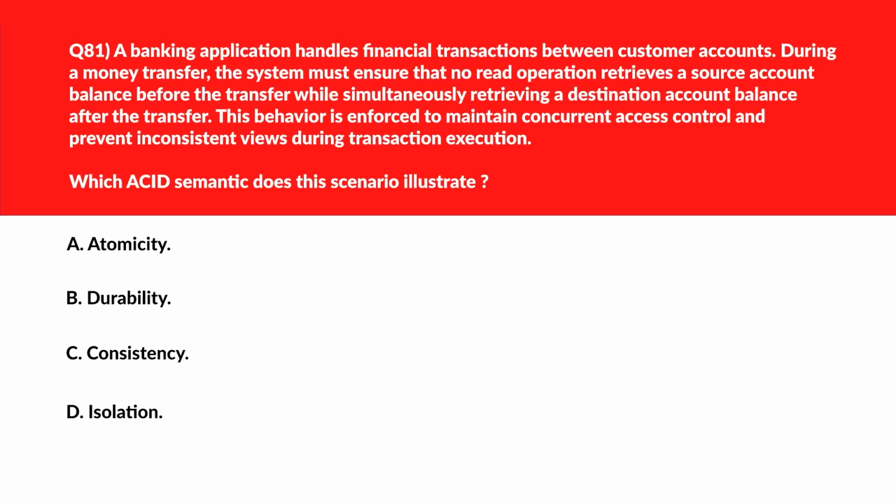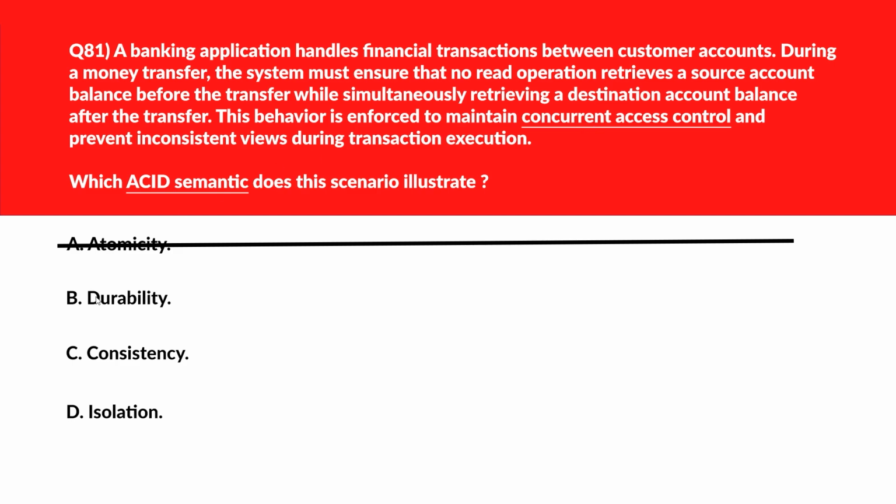Alright, back to the basics. This will test your concepts on ACID. Option A says atomicity. Atomicity ensures all or nothing execution, not control over concurrent reads. Incorrect. We'll move to B. B says durability. Durability ensures persistence after commit, not protection during execution. We'll reject it. We'll move to option C.